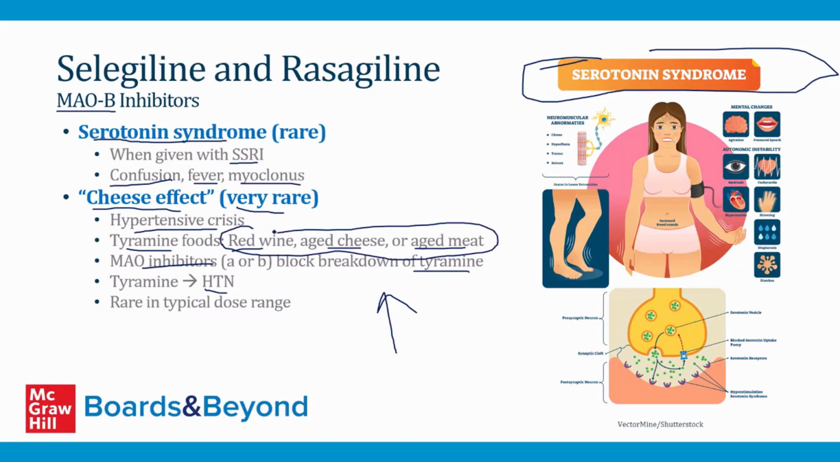This is called the cheese effect. It's much better described with the MAO inhibitors that used to be used for depression, but it is a very rare possibility in patients taking selegiline and rasagiline, although it's very rare at the typical dose range.